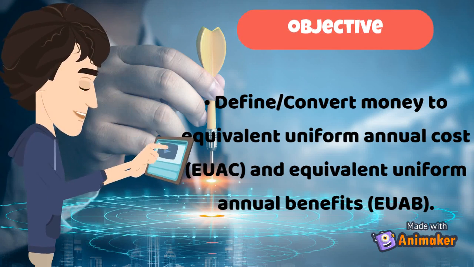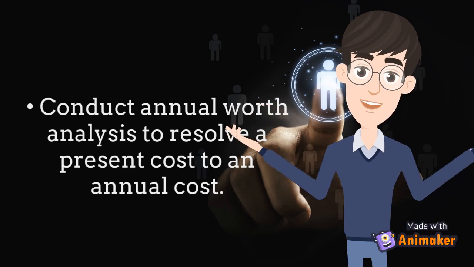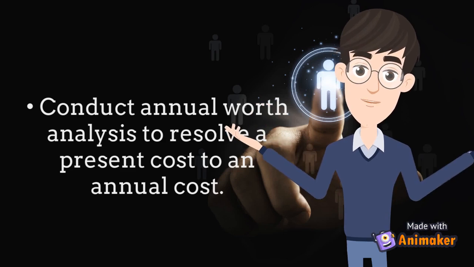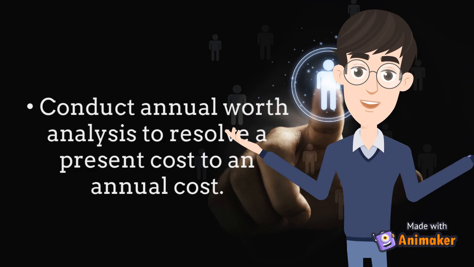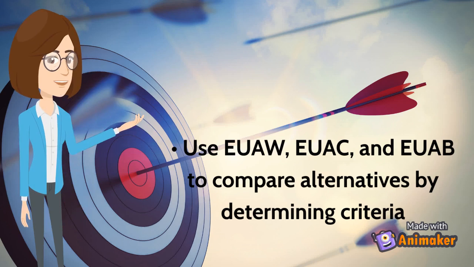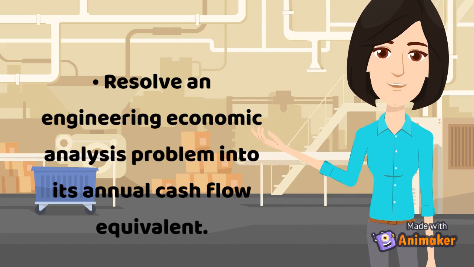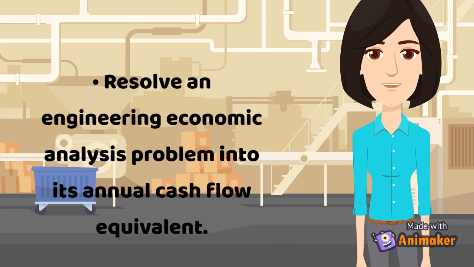The first objective of annual worth analysis is to convert money to equivalent uniform annual cost and equivalent uniform annual benefit. The second objective is to conduct annual worth analysis to resolve a present cost to an annual cost. The third objective is to use EUAW, EUAC, and EUAB to compare alternatives by determining criteria. Following that, the goal of annual worth analysis is to convert an engineering economic analysis problem into its annual cash flow equivalent.